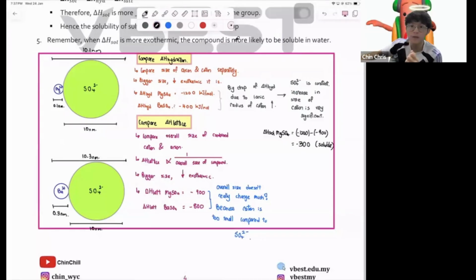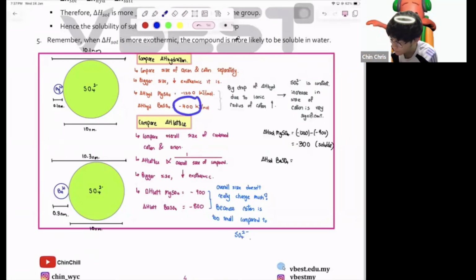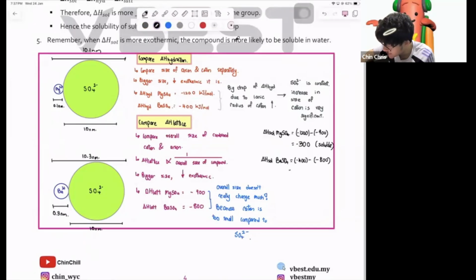Guys, always remember your hydration and lattice is always exothermic. It will never be endothermic. It's always exo, never endo, because it's energy released, not energy required. Next, my delta H solution of BaSO4. If you look at the value, it's going to be negative 400 minus negative 800. So this time it is positive 400, which makes it insoluble.